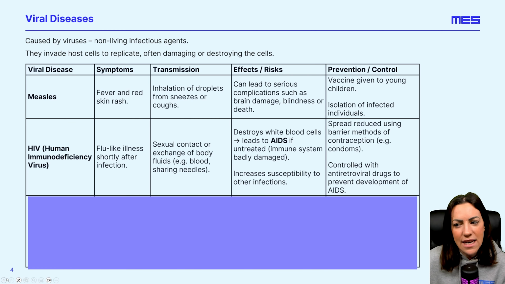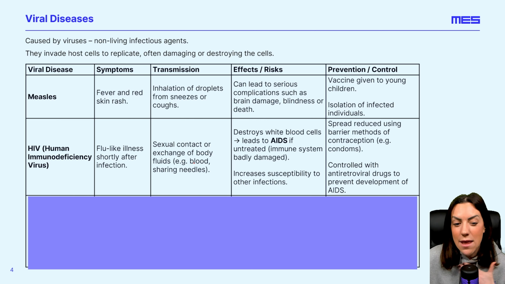Now, HIV is a virus. HIV stands for human immunodeficiency virus because it weakens your immune system, or it makes your immune system deficient. Now, the first symptoms of infection might be a flu-like illness shortly after you become infected with the virus. It is spread via sexual contact, sexual intercourse, or exchange of other bodily fluids.